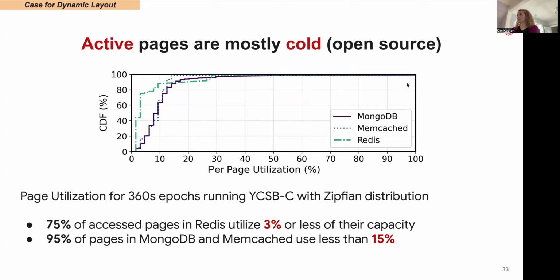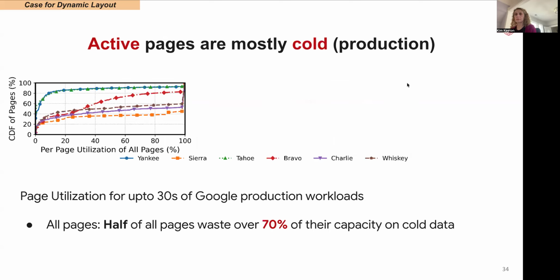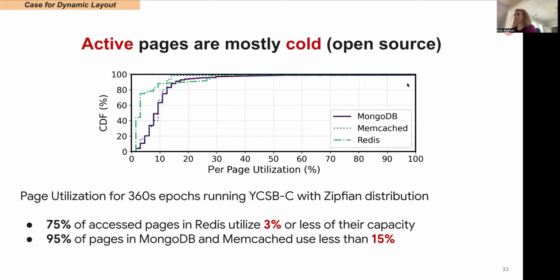And it was interesting for us to see, even for longer epochs that we studied, the per page utilization pretty much remained the same, and it was pretty low, where 75% of accessed pages in Redis utilize less than 3% of their capacity. And this was a little better for MongoDB and Memcached, but still 95% of the pages use less than 50% of the page. So this goes back to how objects are spread across your address space and scattered, and really has this amplification in the page.